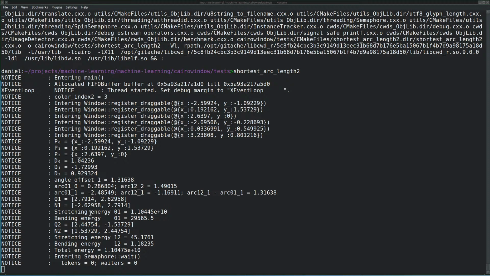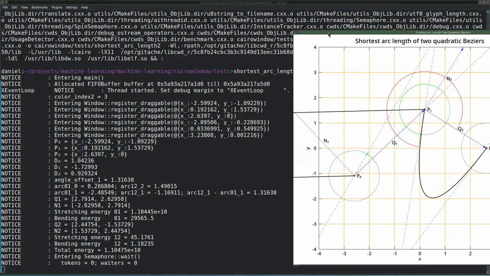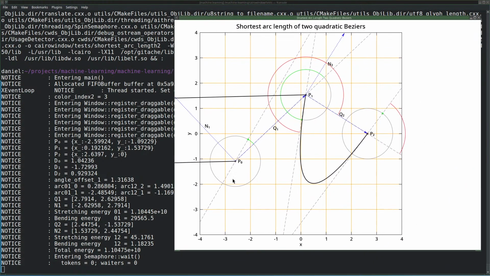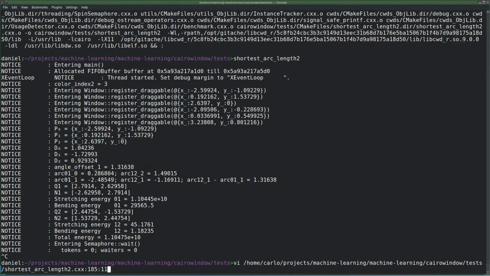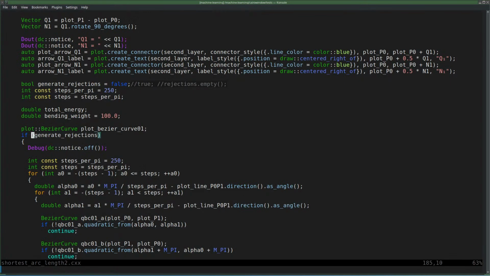Yeah, bit of stretching energy of 10 to the power 10. So it's very, very long, bending energy as well. And probably all of them have that reason. So I should skip that. If they're almost parallel, then just skip it. So how do we detect that?